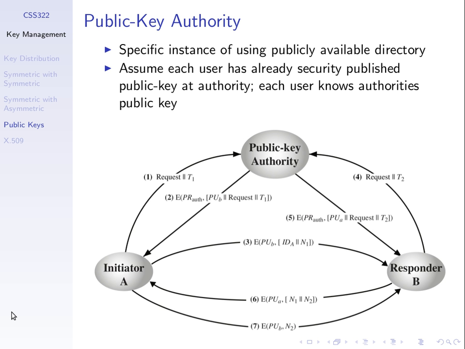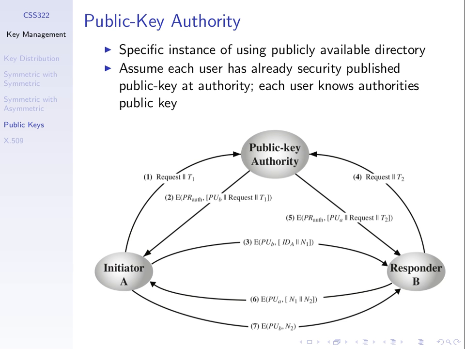The problem with this approach is that every time A and B want to communicate, A sends a message to the authority requesting the public key, then 3, and then B contacts the authority and gets the public key of A. So when two users want to communicate, they both contact the authority. That can create a performance problem with the authority. There's too many messages coming to the authority.